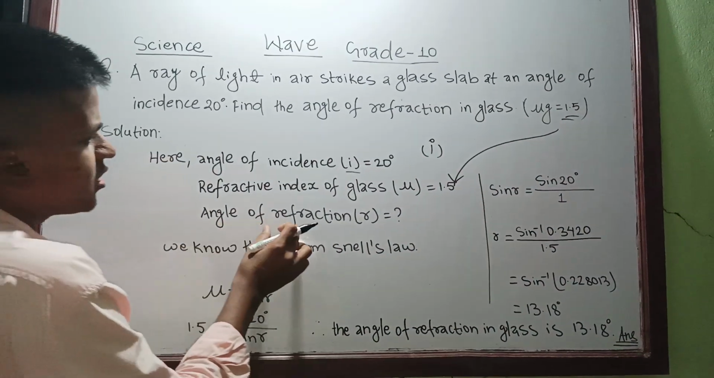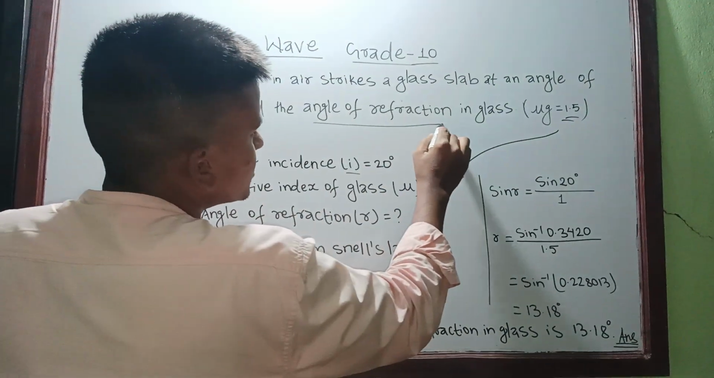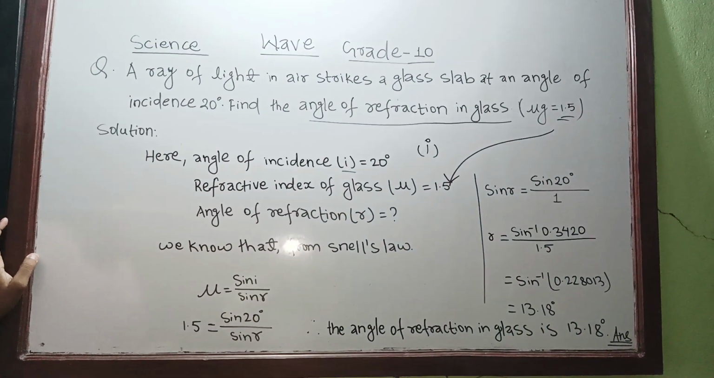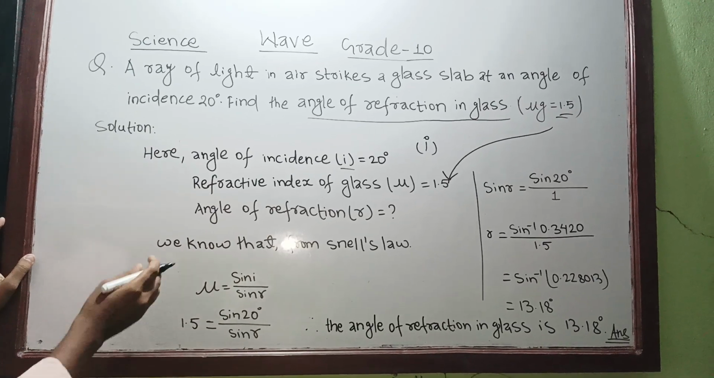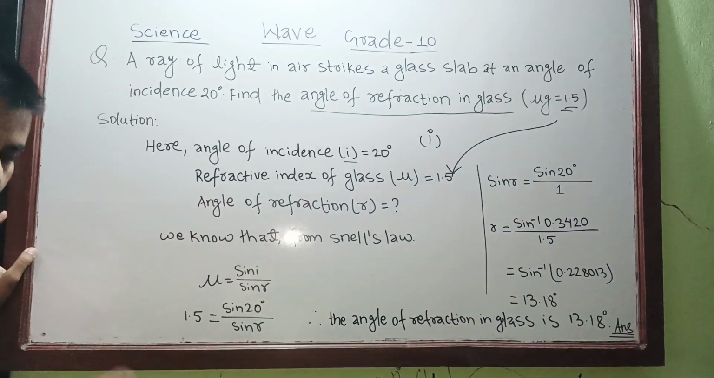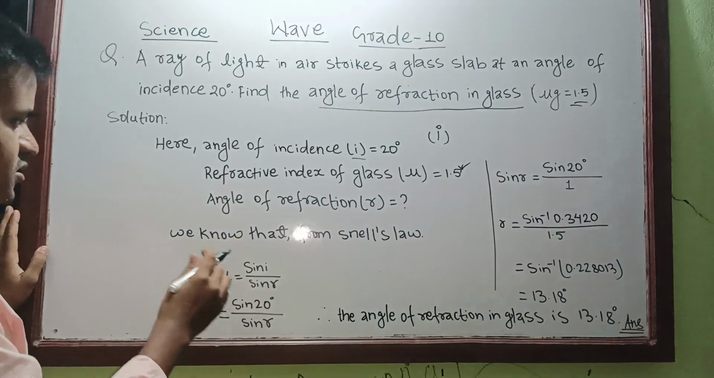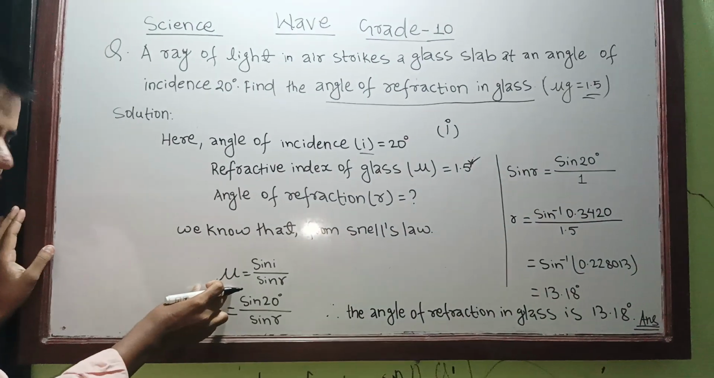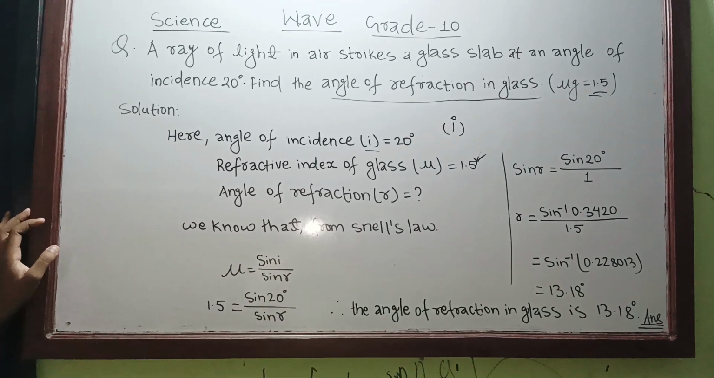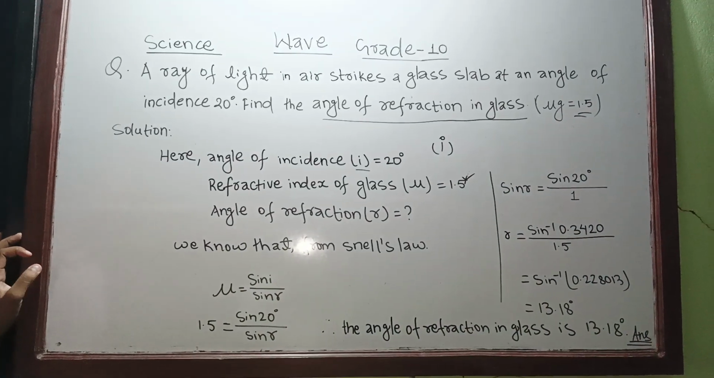Now see here, the angle of refraction r. As the question says, find the angle of refraction in glass. So the angle of refraction r equals what? We know from Snell's law that the formula is mu equals sine i by sine r. There is nothing special; you have to memorize it, and if you understand it, then there is no need to memorize.